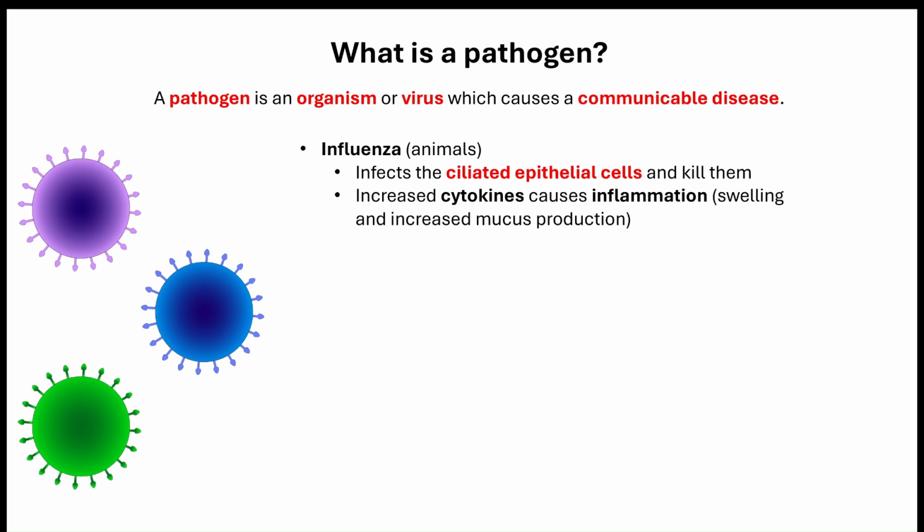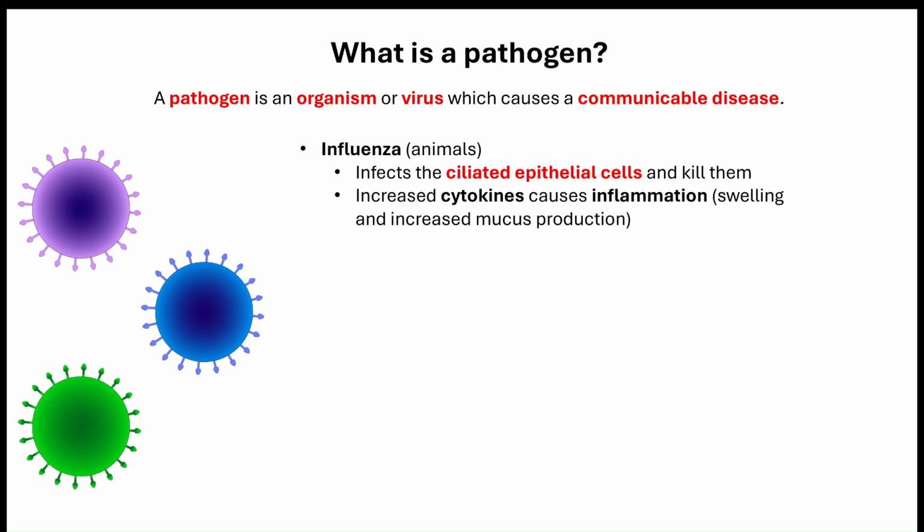Now, not only does the influenza virus cause this, it also causes an increased release of cytokines. So because we have an increased release of cytokines, this causes inflammation. So remember, cytokines are a chemical messenger. Inflammation is where you have swelling in the area. So you've got an excess of tissue fluid. So those fenestrations have become wider. There's more leakage. We are flooding the area.